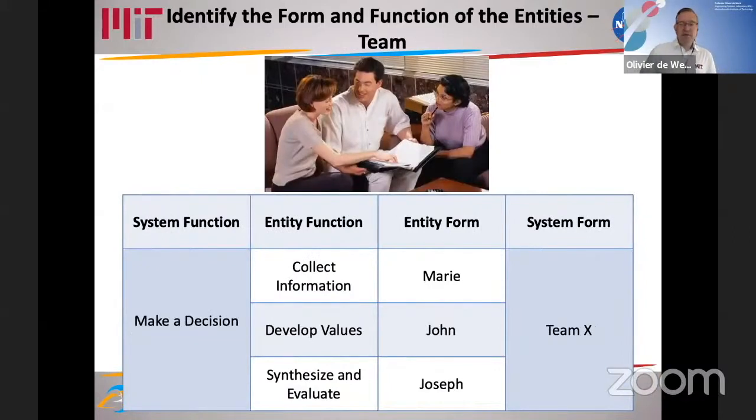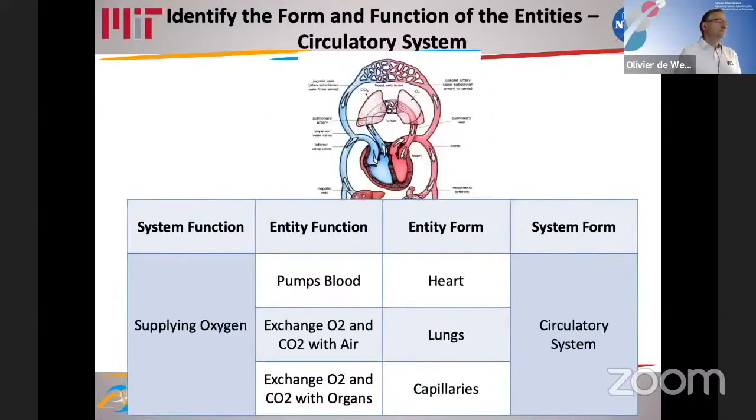So let's decompose our team. Well, that's the team members. Let's say Mary, John, and Joseph. And so each of them has a particular function as part of their team. Sometimes we call that their job description. So Mary's job is collecting information. John is developing values, and Joseph is synthesizing and evaluating the information. Together, they make a decision.